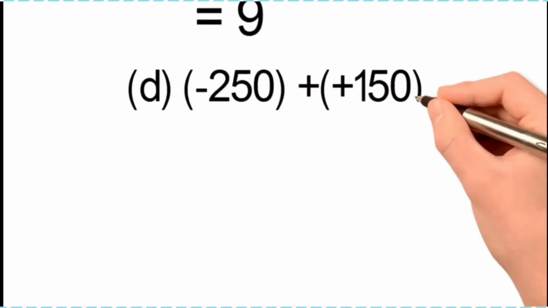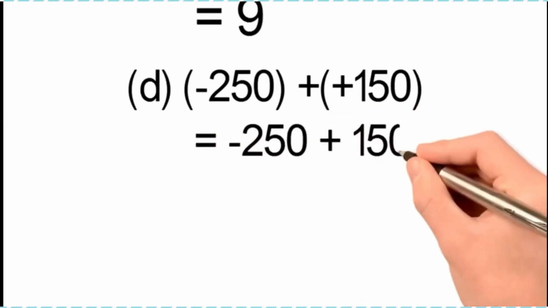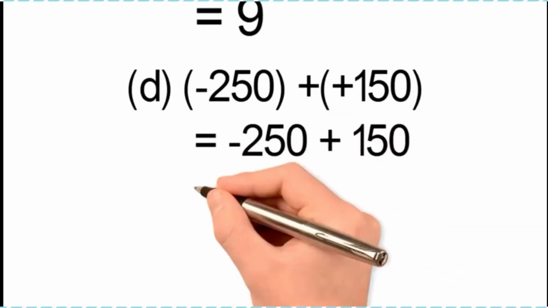Now we have D question, minus 250 plus 150. If you open the bracket, it will be minus 250 plus 150. You will do the subtraction and the sign will remain negative because here the greater number is negative. So the answer will be minus 100.